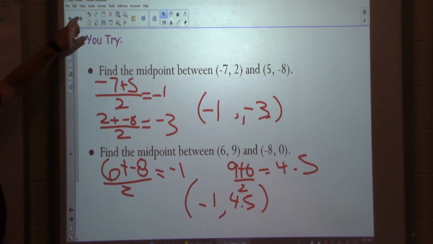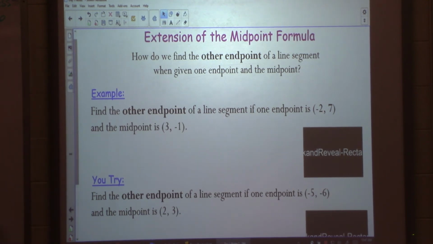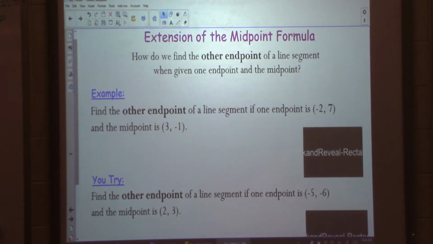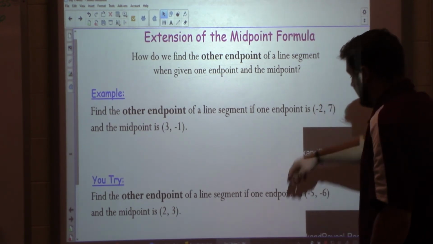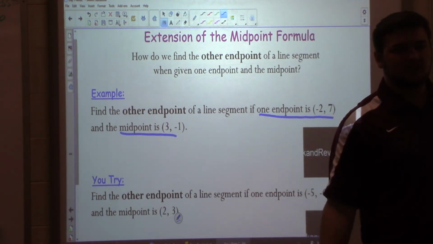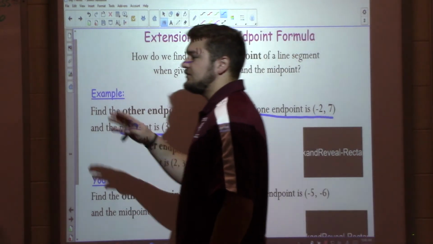So here's what's gonna happen. We're now gonna do an extension of the midpoint formula. In other words, an application of the midpoint formula. We're gonna use that midpoint formula we just used, but in a different way than we have been using it. When we were doing the midpoints on that last page, we were given 2 endpoints, correct? Now, we're going to be given 1 endpoint, and we're going to be given the midpoint. So we've got to figure out a way to use our midpoint formula to find our other endpoint.